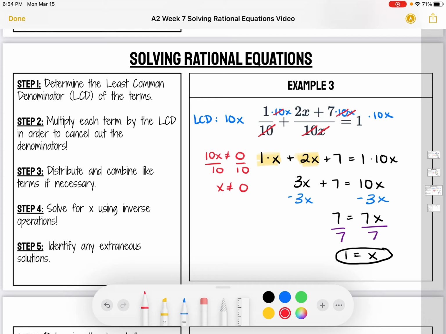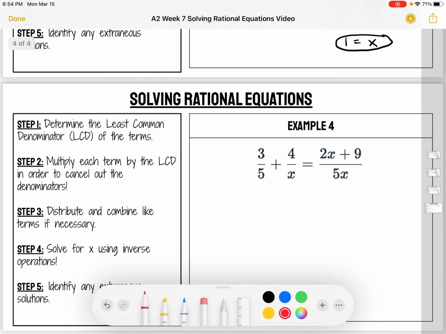So anytime you see an x times a number in the denominator, we don't want the x to be 0, because 0 times any number gives you 0. So of course this is not extraneous because I got x equals 1. All right, let's do another one like that.